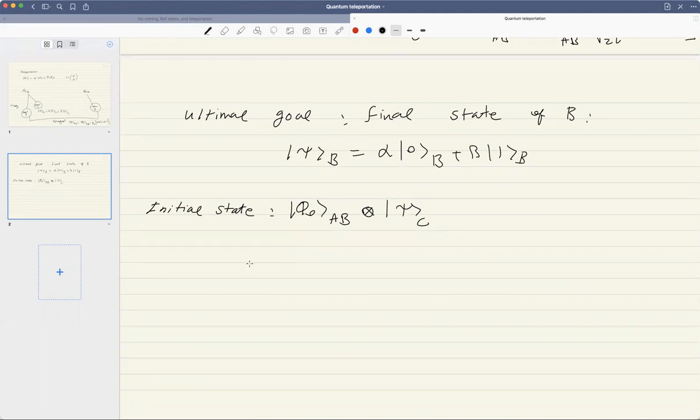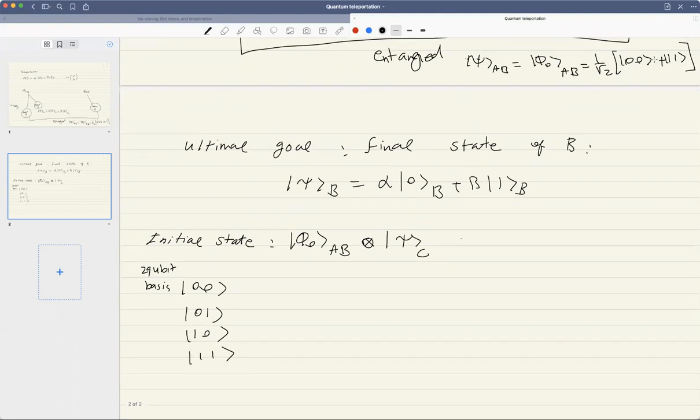in matrix form. So the representation of phi naught, again, our two-qubit basis is 0 0, 0 1, 1 0, 1 1. So this state that's 1 over square root 2, 0 0 plus 1 over square root 2, 1 1 is going to be 1 over square root 2, 0 for 0 1, 0 for 1 0, and 1 over square root 2. And then we're tensoring that with alpha beta, which is the state of qubit C initially.